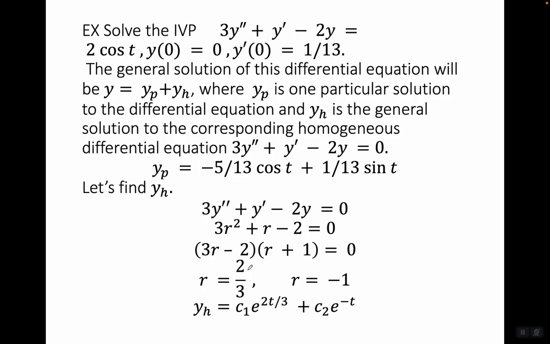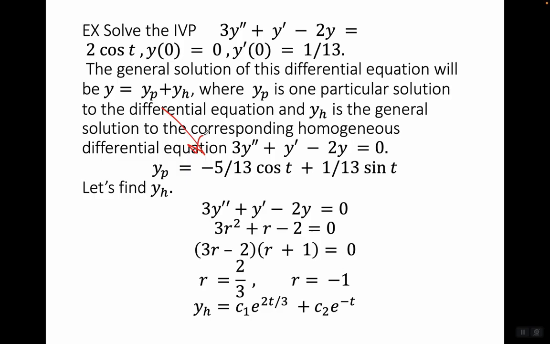The general solution of this non-homogeneous differential equation will be y equals y sub p plus y sub h. y sub p is one particular solution to the differential equation, and y sub h is the general solution to the corresponding homogeneous differential equation, 3y double prime plus y prime minus 2y equals 0. So notice it's homogeneous. It's got a 0 on the right side. Okay, we already know y sub p. We calculated y sub p is negative 5/13 cosine t plus 1/13 sine t.